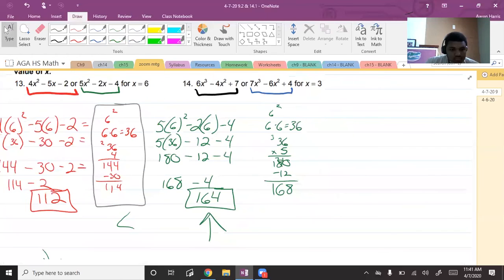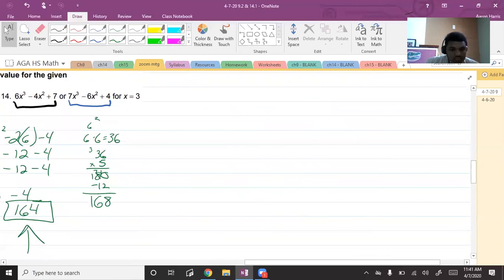Straightforward, pretty easy to do. And then we have 14. So right here, I have 6. I'm going to substitute what in? 3. So 3 cubed minus 4, 3, put it in there, squared, plus 7.